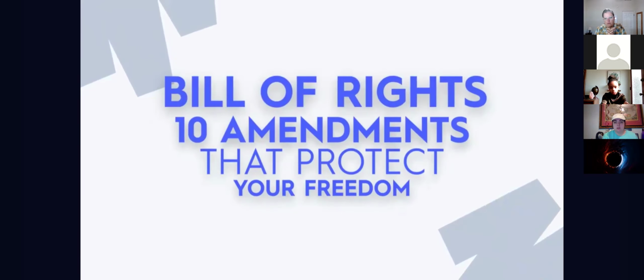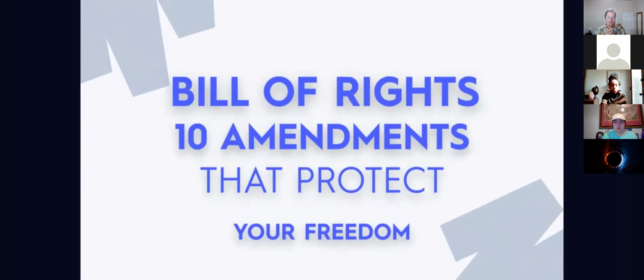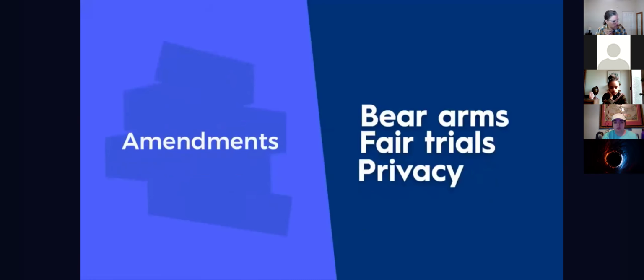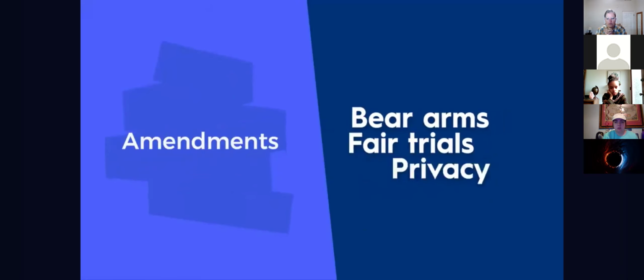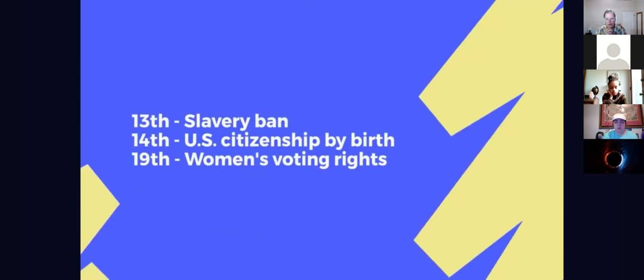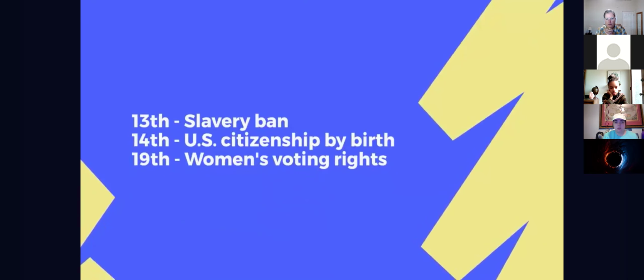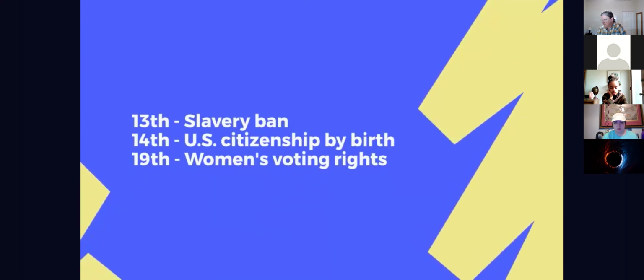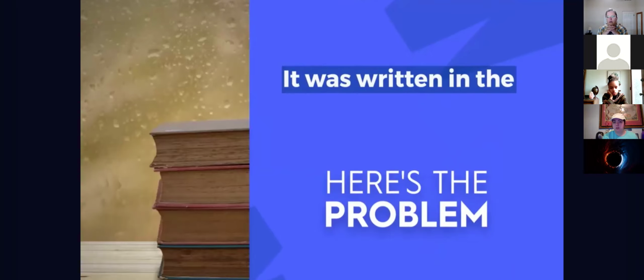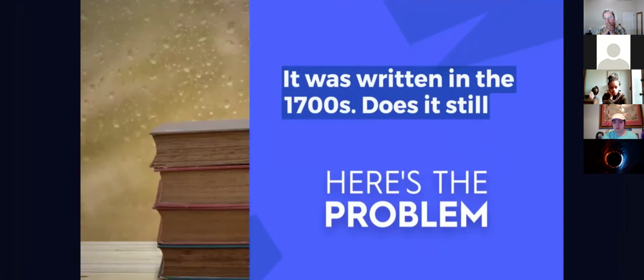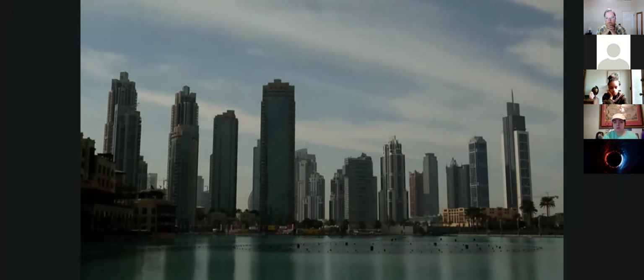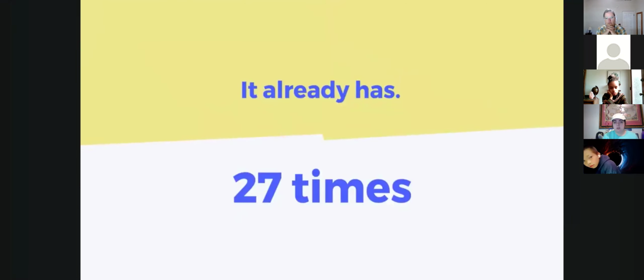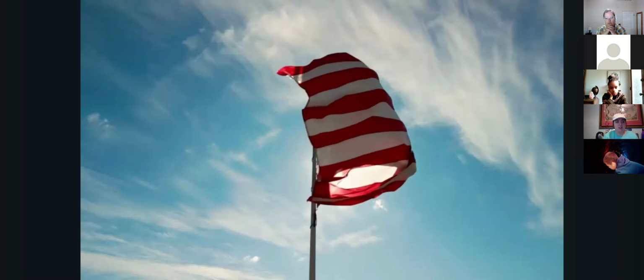10 amendments that protect your freedom to speak, worship, and stay silent. Other rights include the right to bear arms, fair trials, and privacy. Later, amendments banned slavery, gave citizenship to all born in the U.S., and let women vote. So here's the problem. It was written in the 1700s. Does it still work for today? The world's changed, the Constitution hasn't. But guess what? It can be amended. In fact, it already has 27 times. That's how we got civil rights, voting rights, and more.